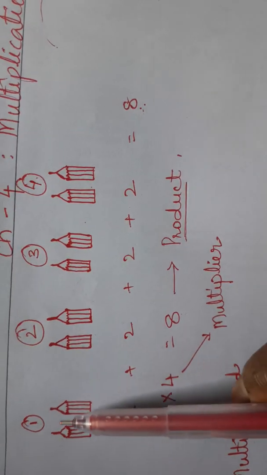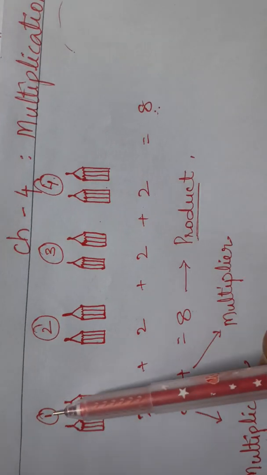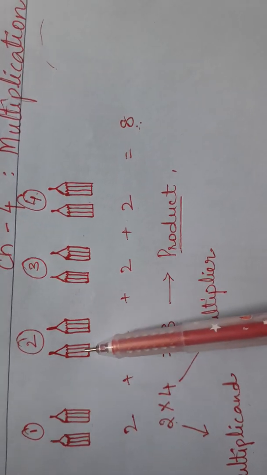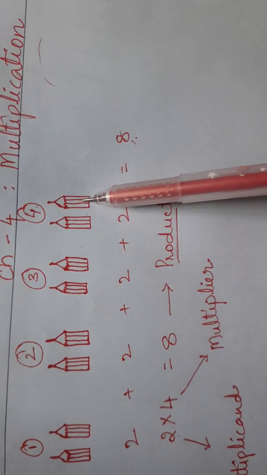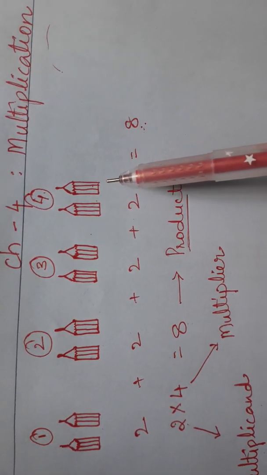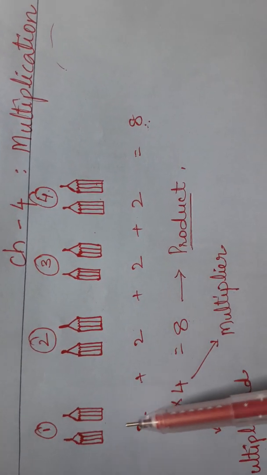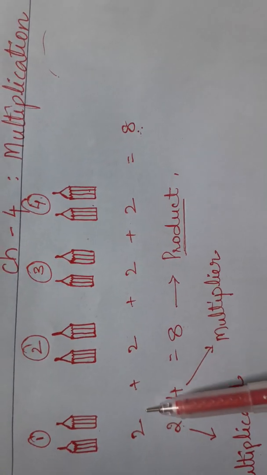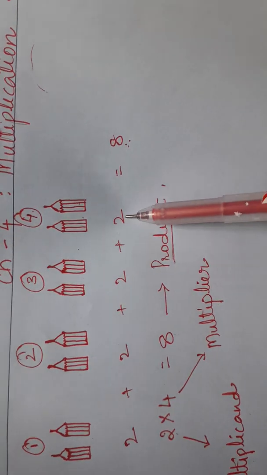Now, children, suppose you are four friends, 1, 2, 3, 4, and each friend has two pencils. The first friend has two pencils, the second friend also has two pencils, the third friend also has two pencils, and the fourth friend has two pencils. Now, we want to find out how many total pencils all four friends have. So, how to do that? It is 2 plus 2 plus 2 plus 2. Altogether it is 8. 2 plus 2 is 4, 4 plus 2 is 6, 6 plus 2 is 8.